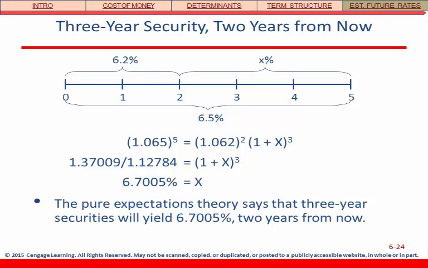1.062, or that's the 6.2% interest rate converted to decimal plus 1, raised to the 2 power. And then what we're looking for is the 3-year security from that year 2 to year 5 range. So that's going to be 1 plus x raised to 3.